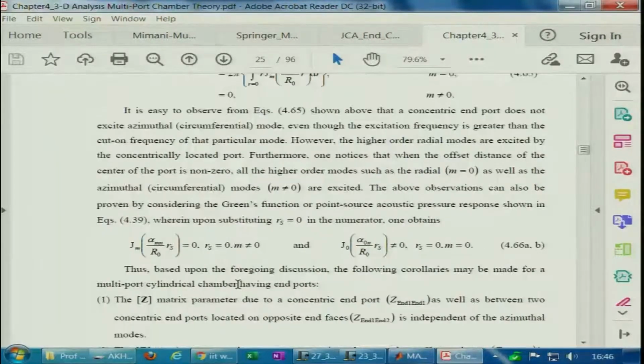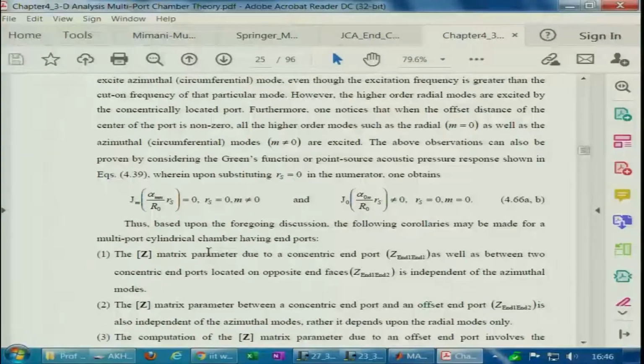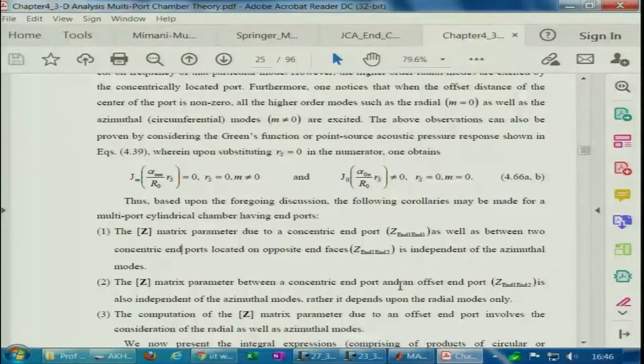So, basically there are a number of conclusions, corollaries, that were made: the Z matrix parameter due to a concentric end port, as well as between two concentric end ports located on the opposite faces, is independent of the azimuthal modes, and the Z matrix or impedance matrix parameters between a concentric end port and an offset port is also independent of the azimuthal modes.